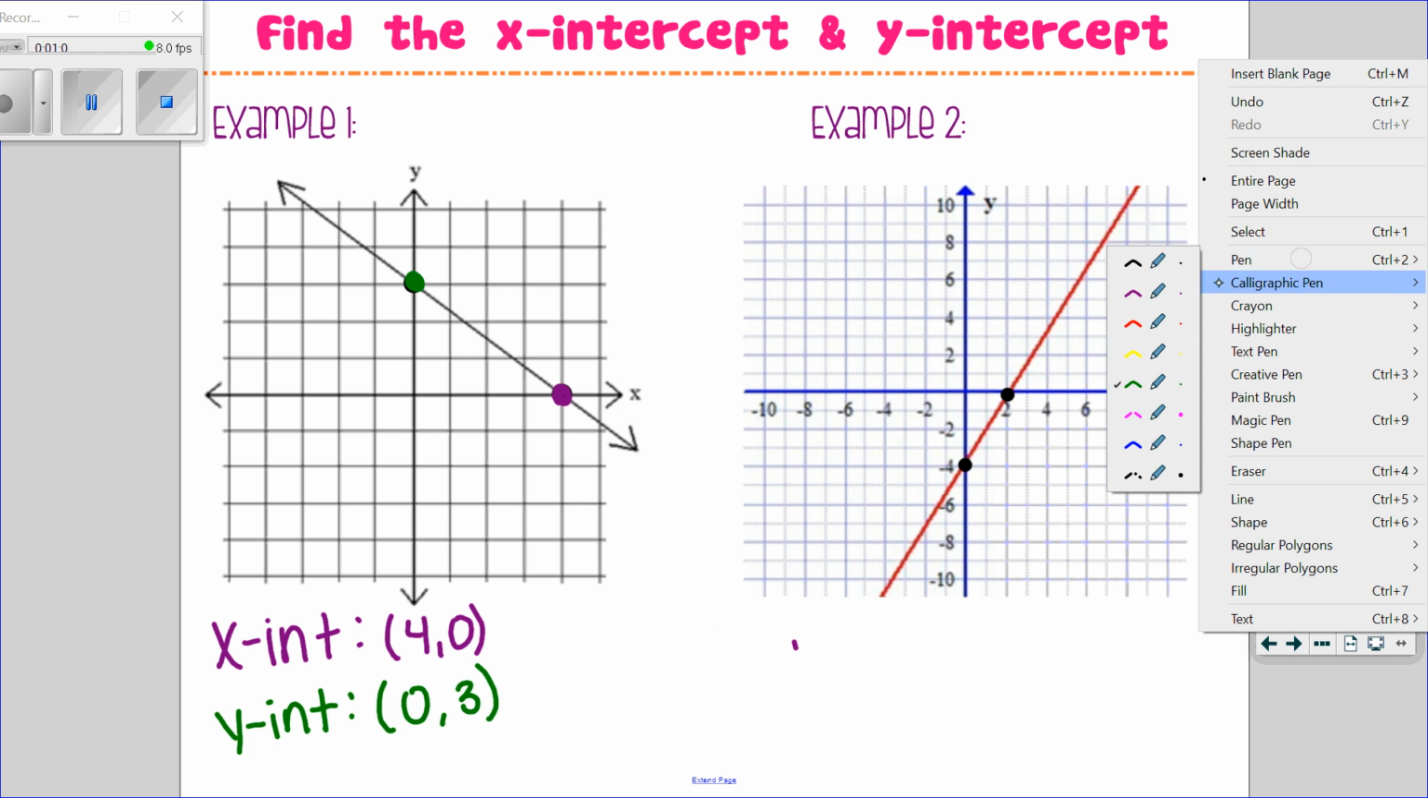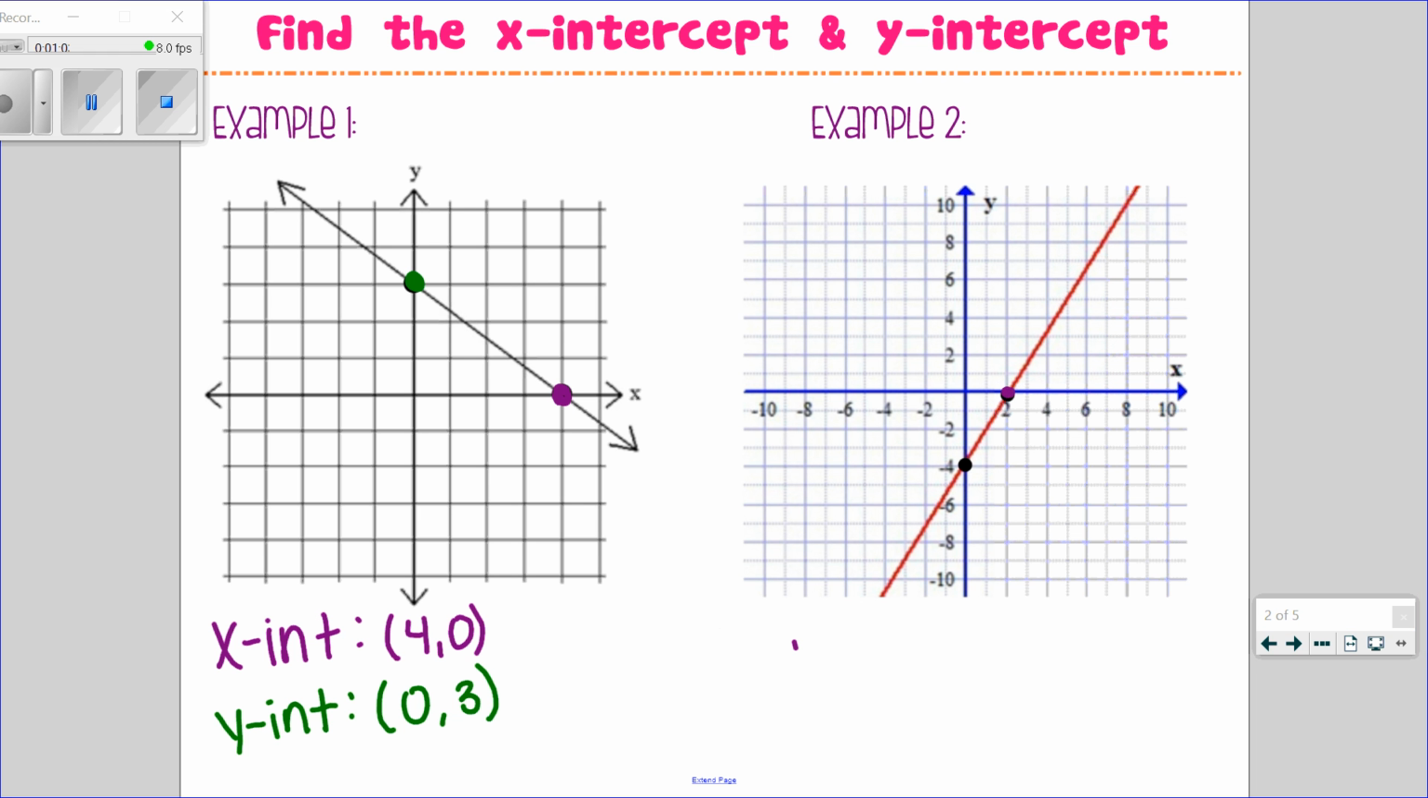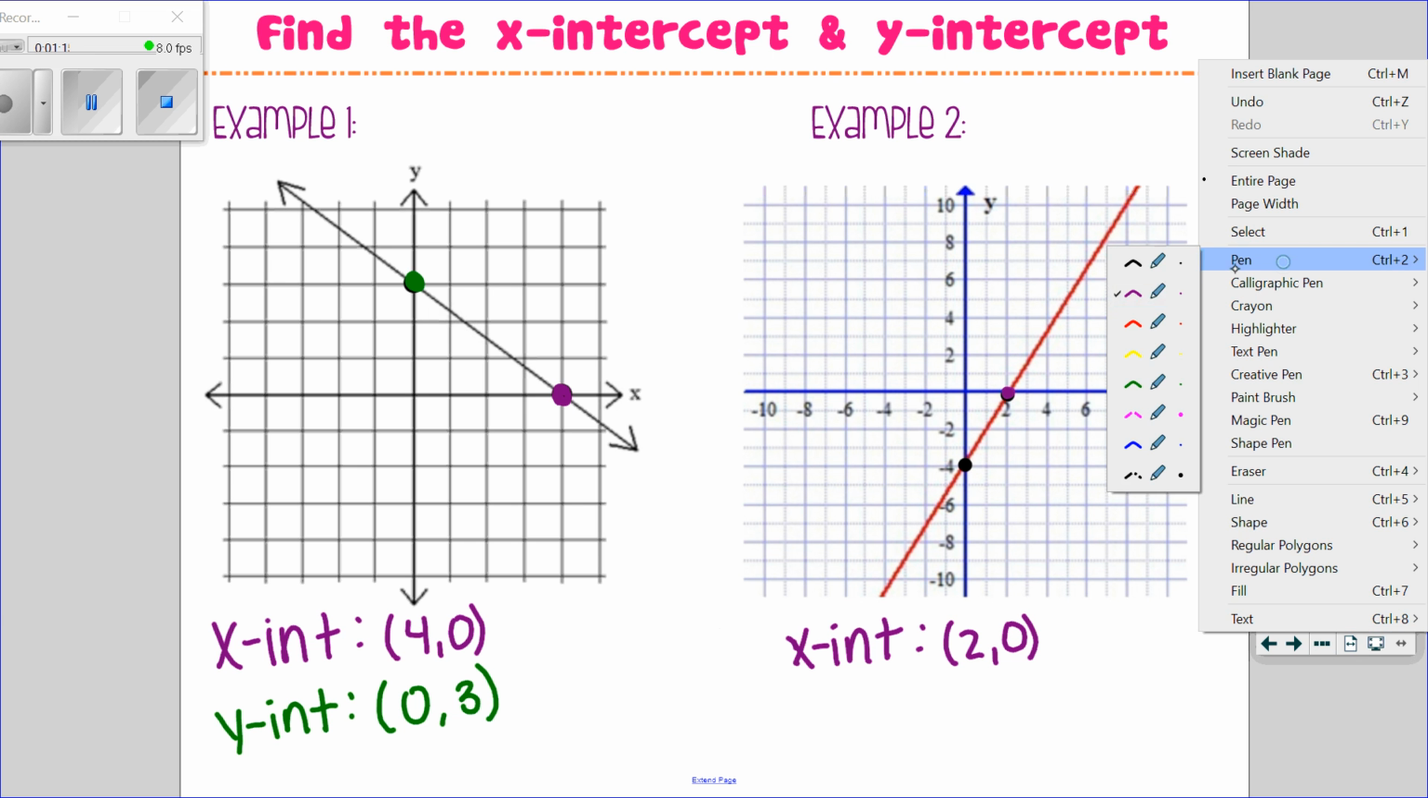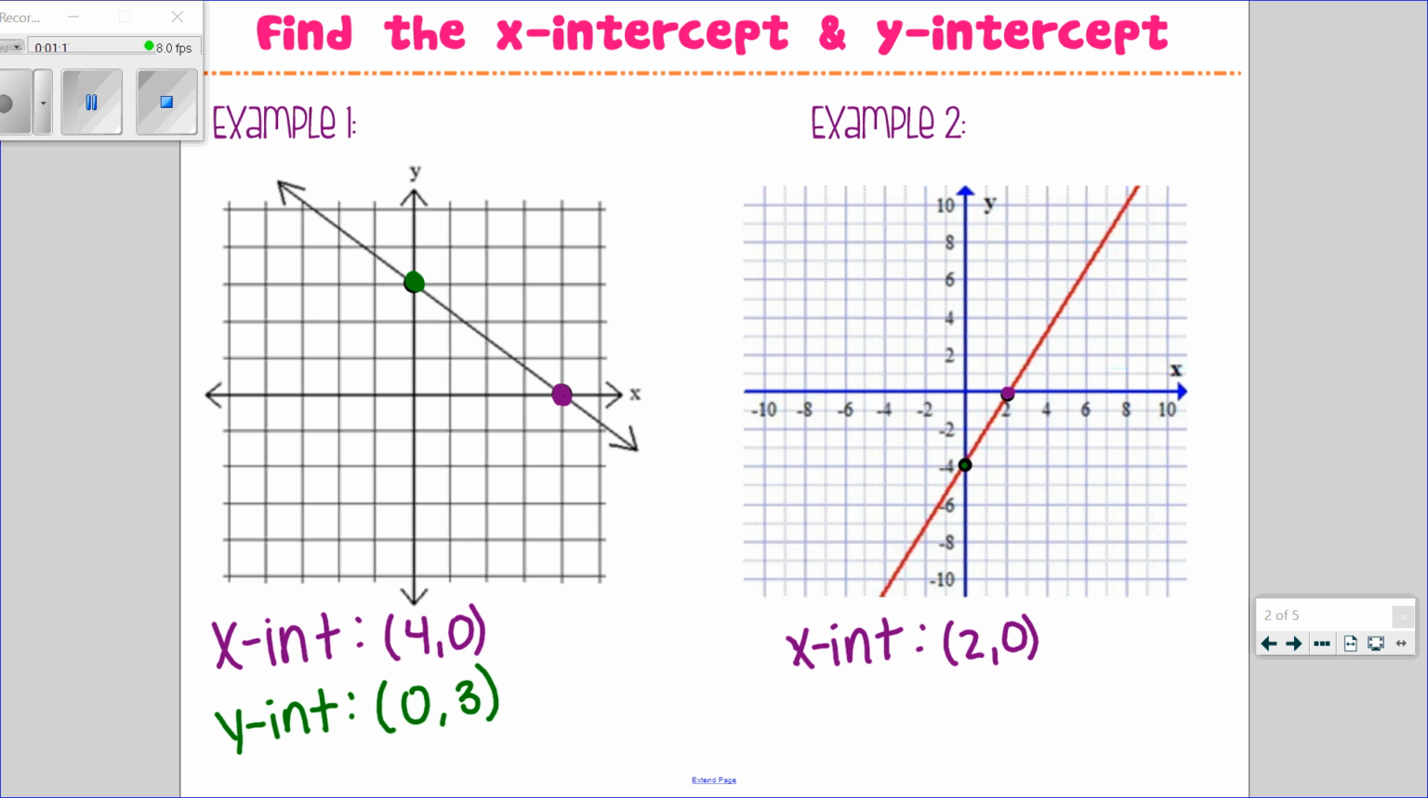Let's try number 2. X-intercept is where it touches the x-axis. So it's going to intersect the x-axis at 2, so that would be the point 2, 0. And then when we want to find our y-intercept, that's going to be the point 0, negative 4.